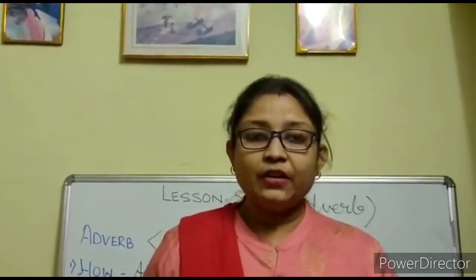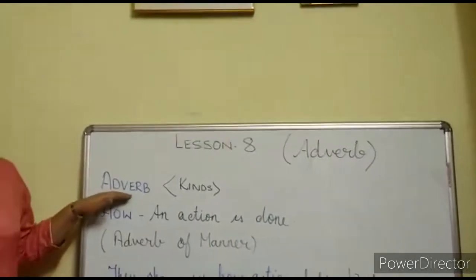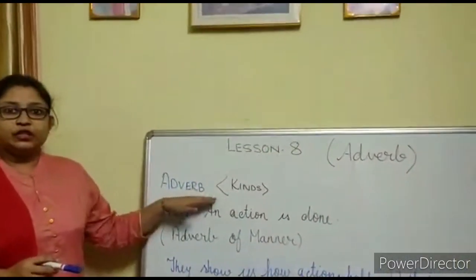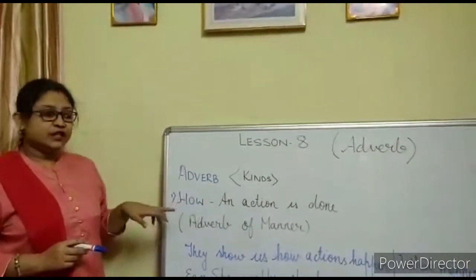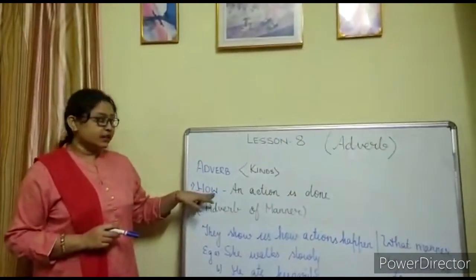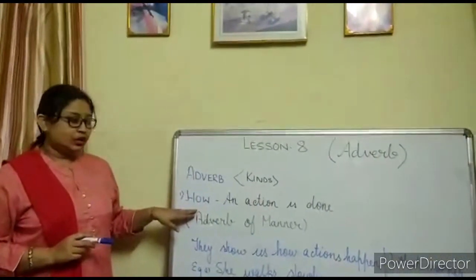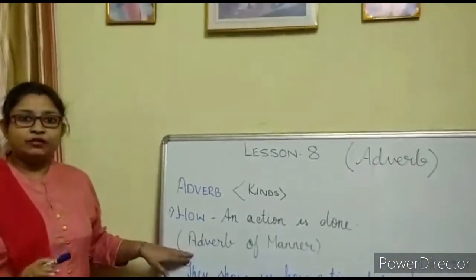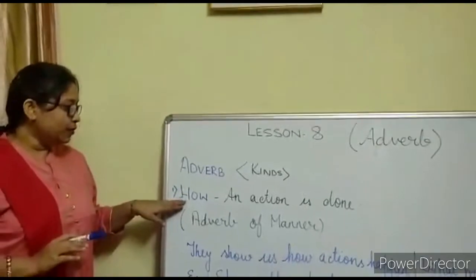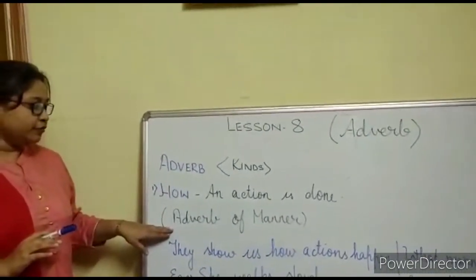So now have a look at the board. So adverb, and what we are going to study? We are going to study about kinds. And the first kind which we are dealing today is how. How means how an action is done. And this is only what is called as adverb of manner. So how an action is done, how refers to adverb of manner.